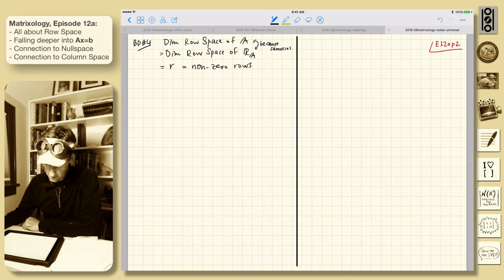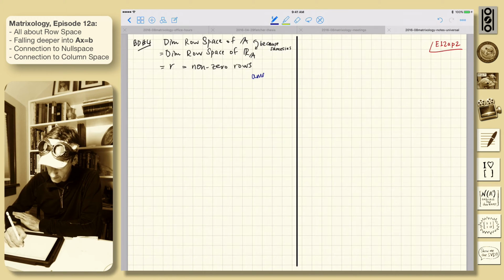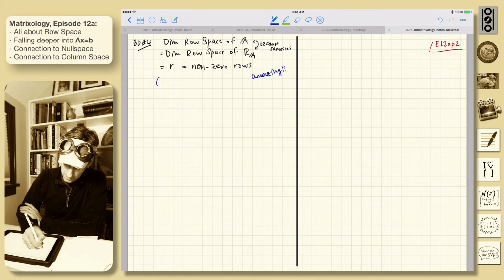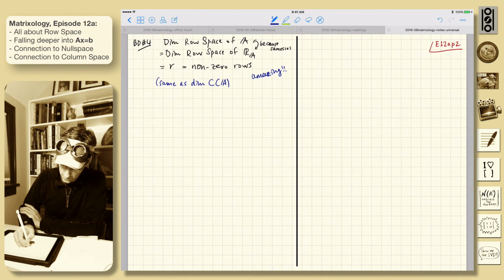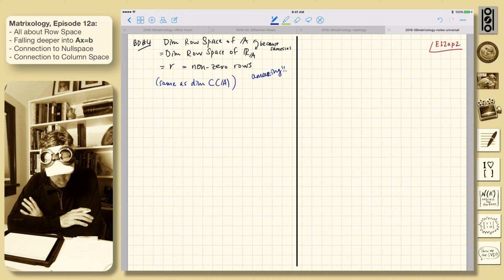So the dimension of A's row space is huge, amazing, right, same as the dimension of the column space of A. Wow, so great.